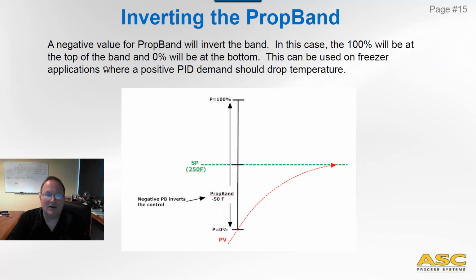Inverting the prop band. There are some cases, usually when we're controlling a freezer, where rather than 100% being heating, we want 100% to be cooling, okay? And in that case, we're going to want to flip that proportional band. To do that within CPC, you just have to give that proportional band a negative value. So in this case, I have a negative 50 degree, and that inverts it so that P is up here at 100 and down here at 0, which before this was 100 down here and this was 0.